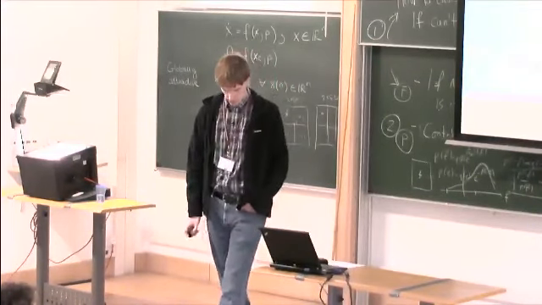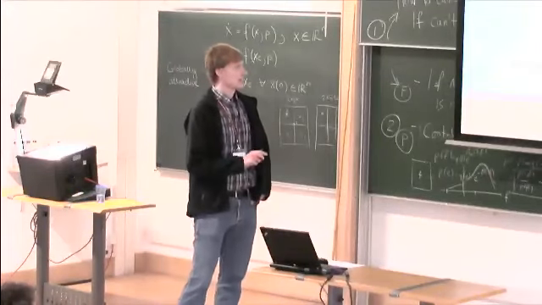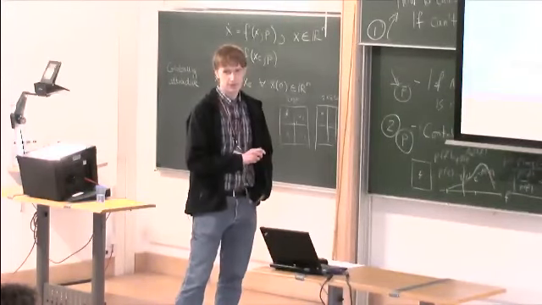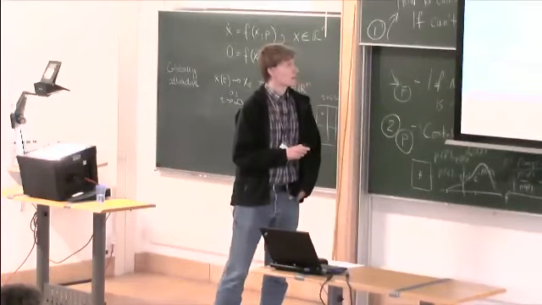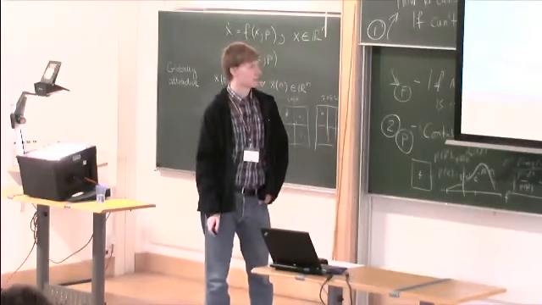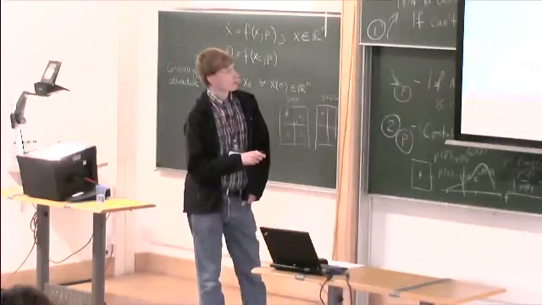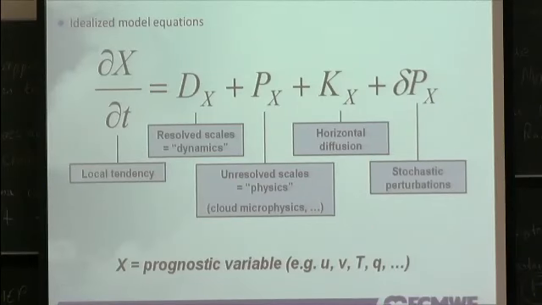And in order to explain it to you, I have the one equation, which is an idealized model equation. So the local tendency of one of your prognostic variables can be written as a sum of the resolved scales, which we like to call dynamics. Then you have the parametrized quantities, which we tend to call physics. And then there is a horizontal diffusion term, and then you can add a stochastic perturbation term.